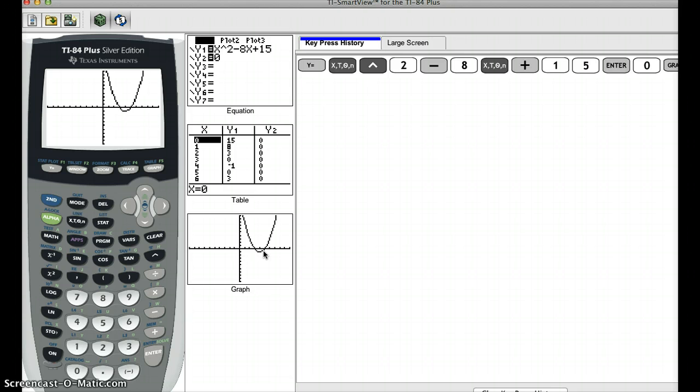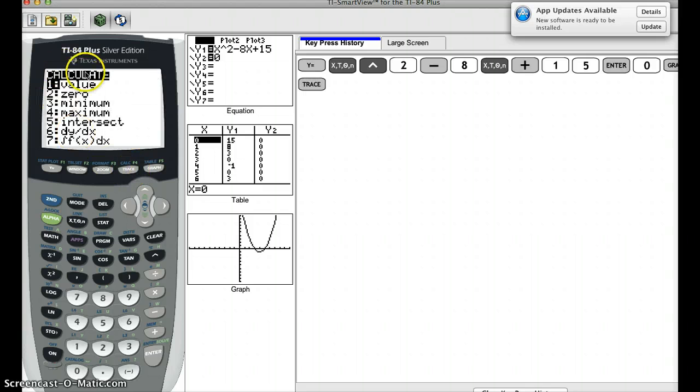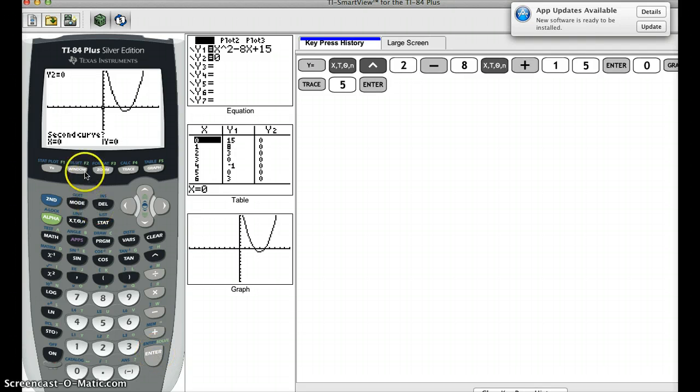So to find those zeros, we're going to hit second calc, that blue button, so second trace. Okay, and we're going to calculate the intersection point, so we're going to hit 5. Now we're going to press enter for the first equation, enter for the second equation, and notice how it changed up there to the number 2, y2, and we're going to get this little dot.